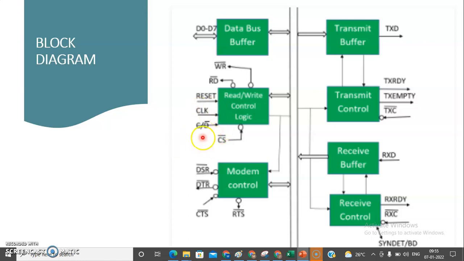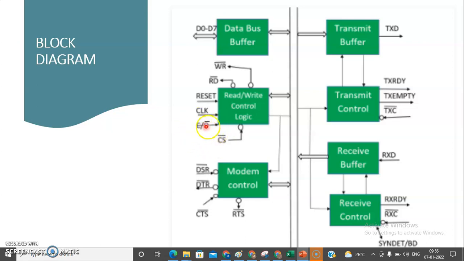Then you have one more line here, that is C bar D. C bar D is an option given to indicate to this 8251 whether you are going to give the command to 8251 or data to 8251 through the data lines D0 to D7. Command is used for giving the mode, baud rate, then what kind of transmission is going to happen, whether it's synchronous or asynchronous, all this comes under command. Data is data to be transmitted to any other distant peripheral.